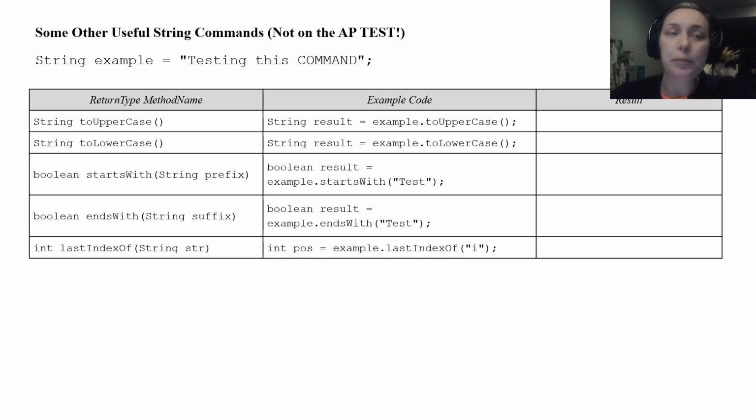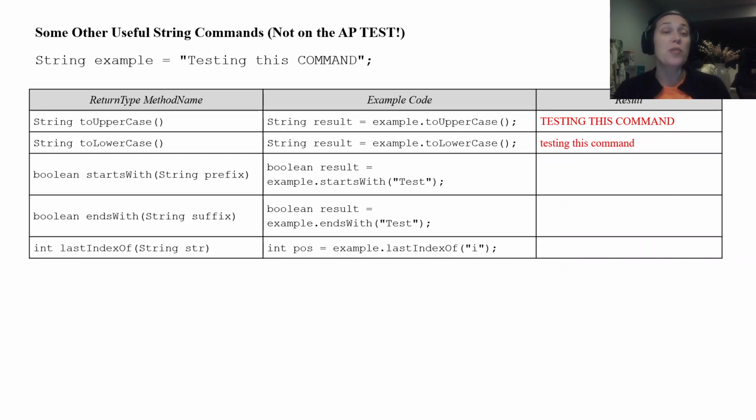So I have an example called testing this command, where command is capitalized. Let's see what happens. The method toUpperCase returns a string and it changes all of the letters into uppercase. So if I did example.toUpperCase, everything becomes uppercase. If it's already uppercase, it stays uppercase. Vice versa with toLowerCase. toLowerCase changes everything into a lowercase letter, like this, testing this command.